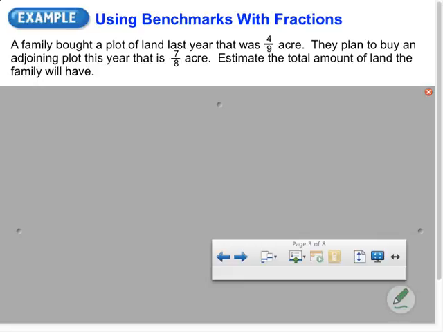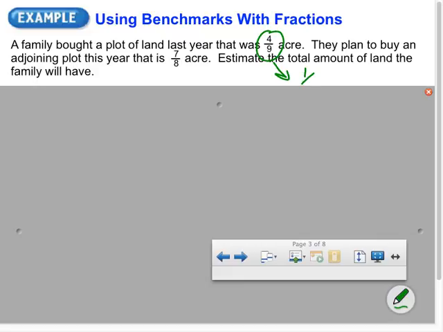So the first fraction we need to look at is this fraction right here. What do you estimate that fraction to be? It's either 0, half, or 1. I'm hearing people say half. Who thinks half? Raise your hand. Who thinks 0? Who thinks 1?